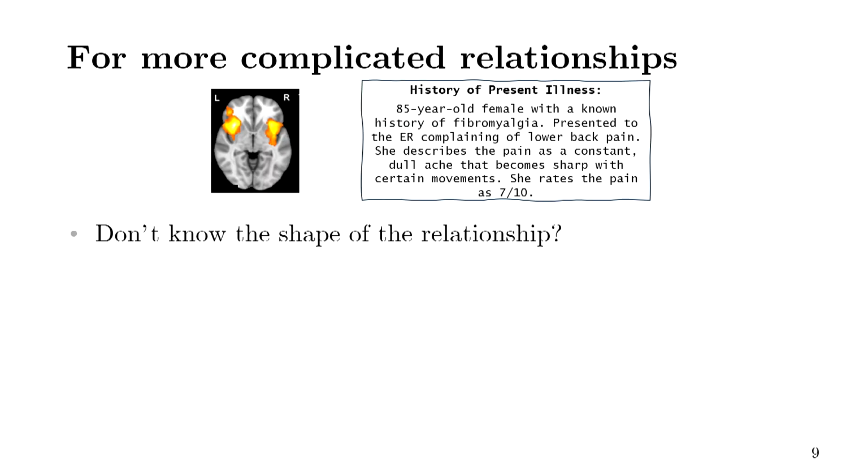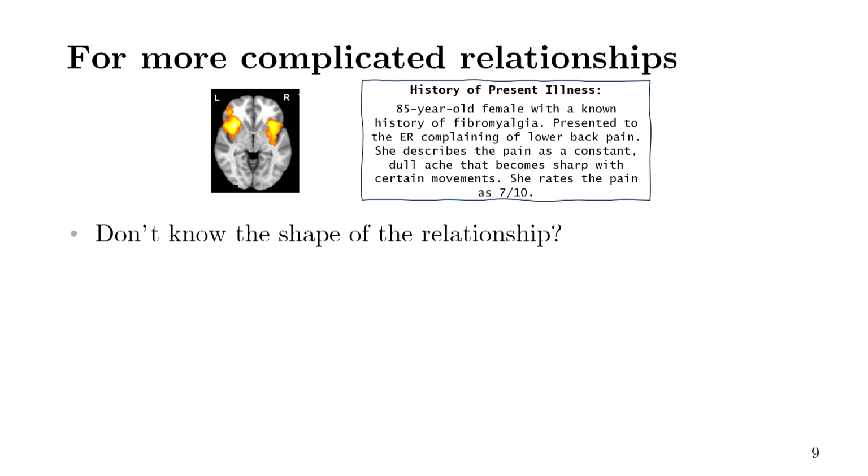Now, what happens in settings when it's not straightforward how your inputs relate to your outputs? When my inputs are text, or when my inputs are pixels, or even when my inputs are structured data, but it's higher dimension. What do we do in these cases?